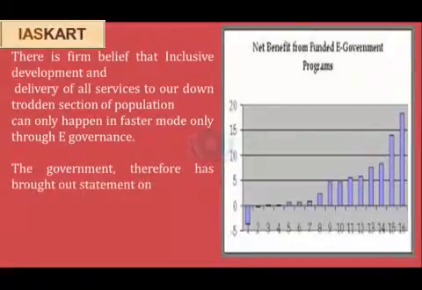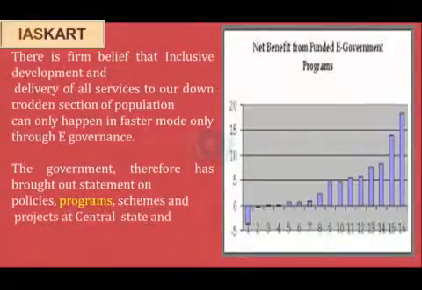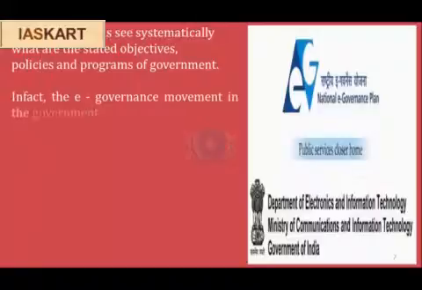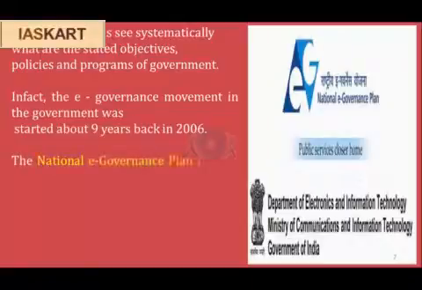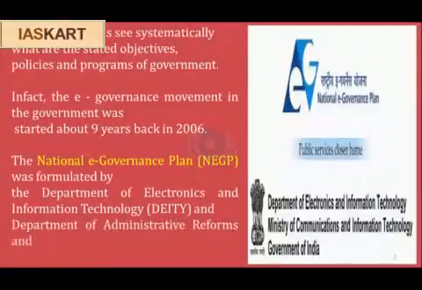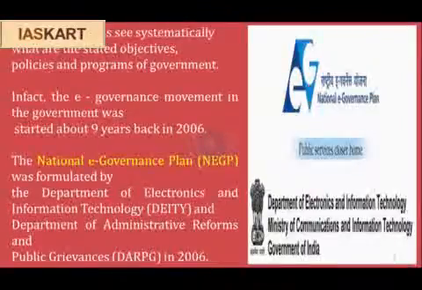The government therefore has brought out a statement on policies, programs, schemes and projects at central, state and local government levels. In this essay, let us see systematically what are the stated objectives, policies and programs of the government. In fact, the e-governance movement in the government was started about 9 years back in 2006 itself. The National E-Governance Plan, that is NEGP, was formulated by the Department of Electronics and Information Technology, that is DEITY, and the Department of Administrative Reforms and Public Grievances in 2006.